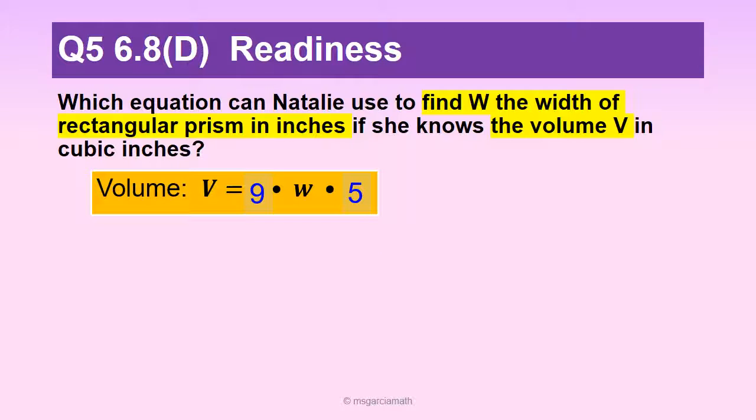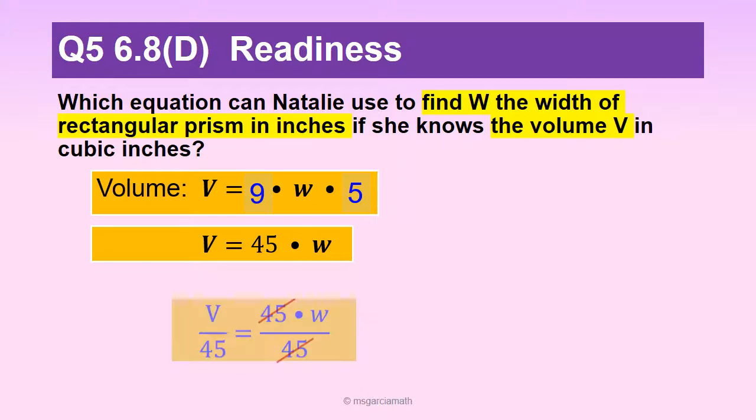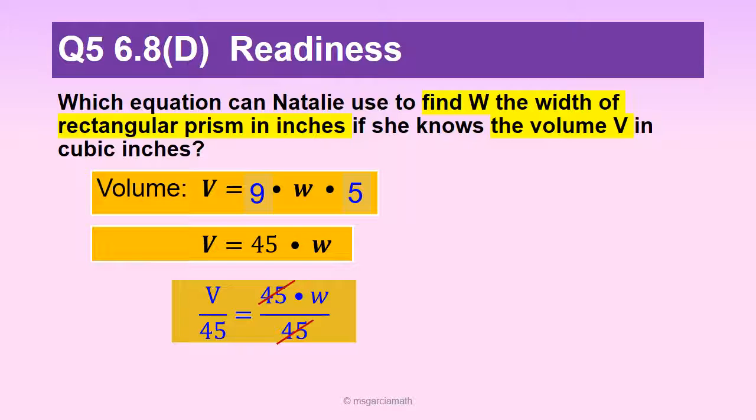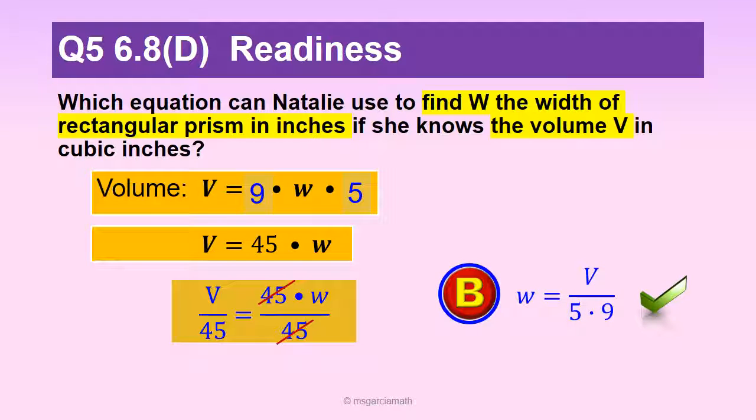Having said that, we can multiply the 5 and the 9 to get 45, and that'll simplify our equation even further. Now we can divide both sides by 45 to get the W by itself. Once we do that, we end up with volume over 45, or divided by 45, equals W, which is our width, what we're looking for. So that's the right equation. Remember that 45, we got it by multiplying 9 times 5 though. So if we look at our answer choices, we can see the correct answer is letter B. W equals volume divided by 5 times 9.